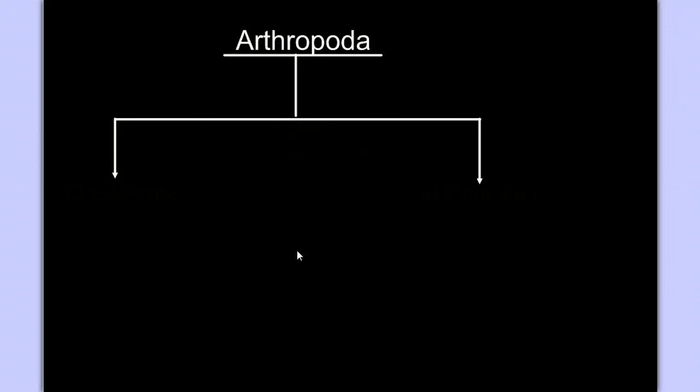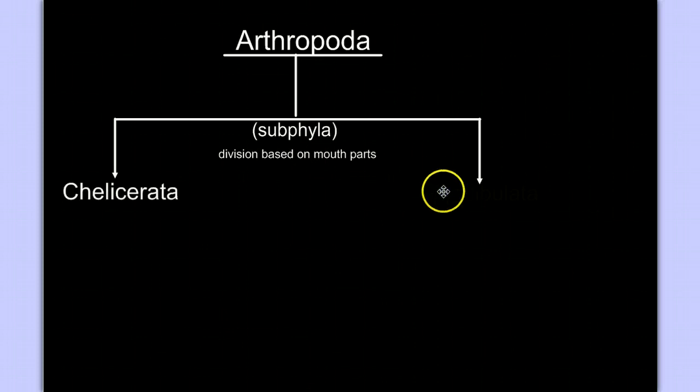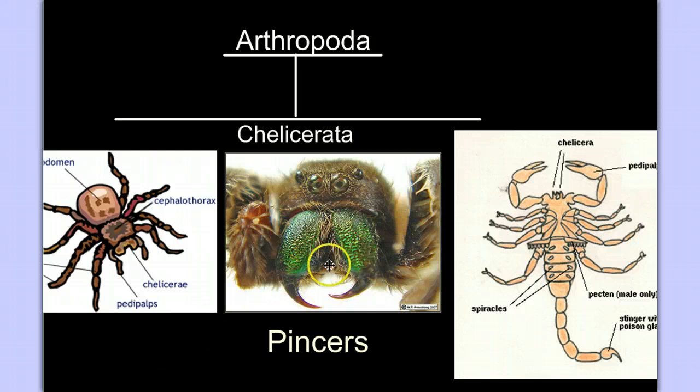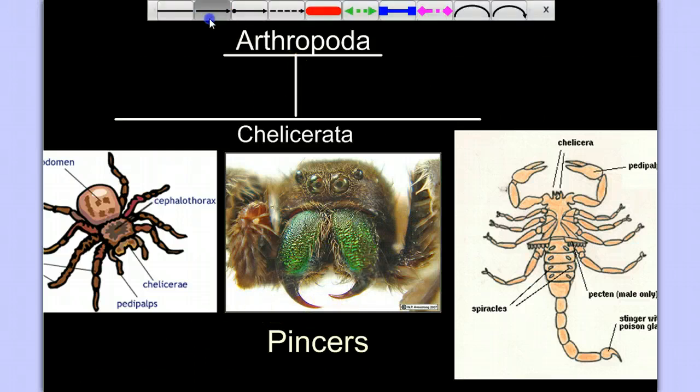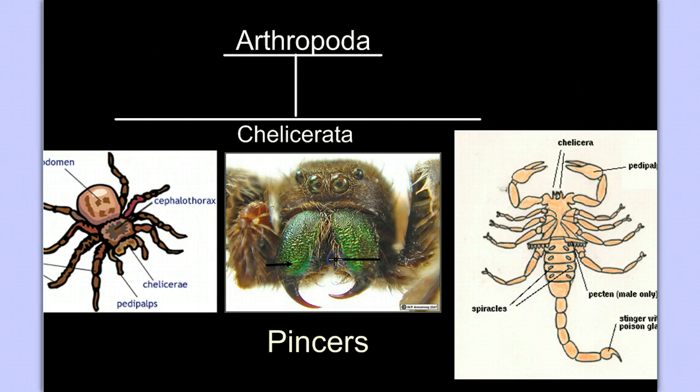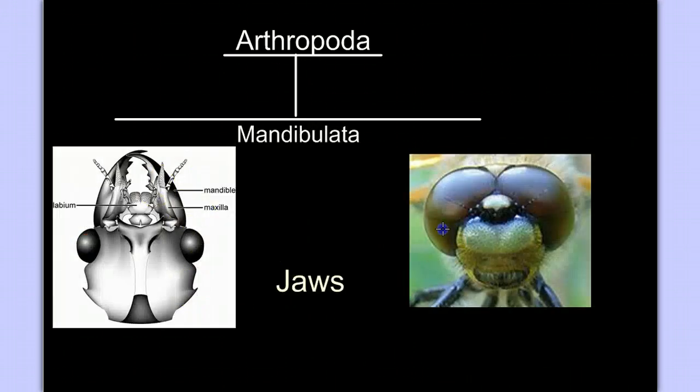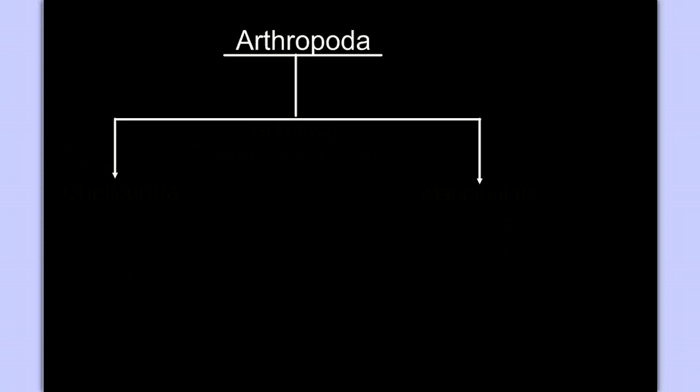Within the phylum Arthropoda, we have two subphyla, and the division is based upon the type of mouthparts. We have the Chelicerata and the Mandibulata. The Chelicerata have pincers. They have mouthparts that work in this direction and this direction. Let's contrast that to the mandibulates that have jaws, mouthparts that work in this direction and this direction. So this basic difference in mouth structure is how we divide these two subphyla, the Chelicerata and Mandibulata.